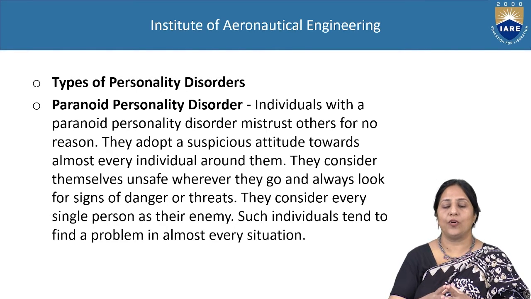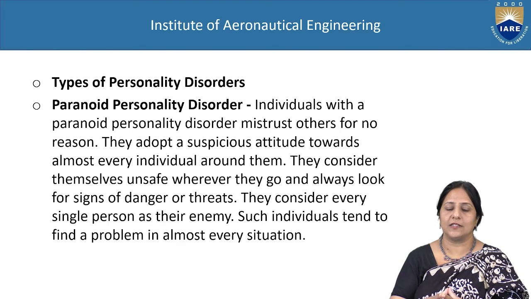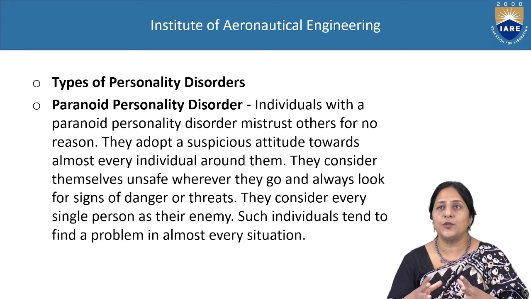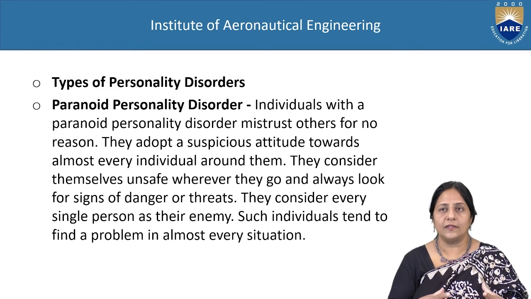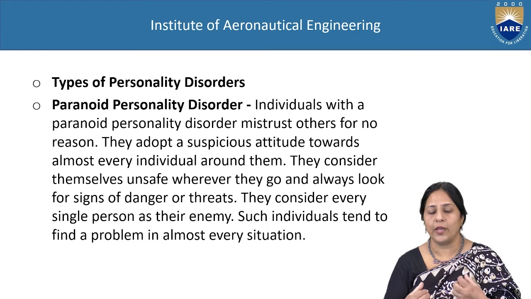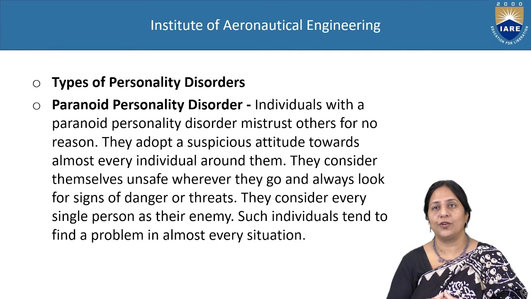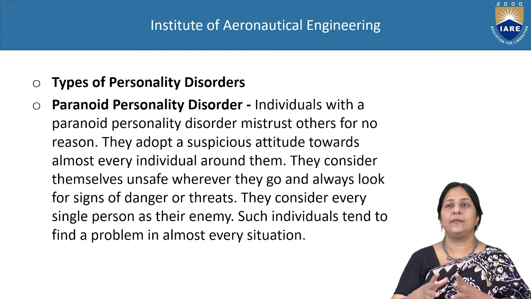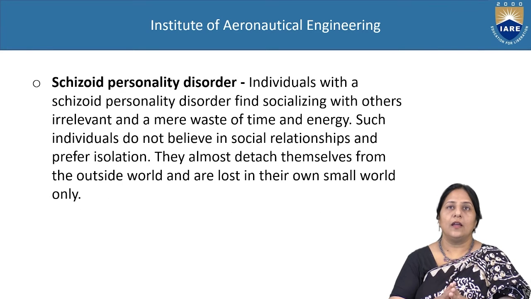Paranoid personality disorder. Individuals with a paranoid personality disorder mistrust others for no reason. This person cannot trust anybody. They adopt a suspicious attitude towards almost every individual around them. They think that somebody is going to kill them, or that they are going to be harmed by somebody they know. They consider themselves unsafe wherever they go, and always look for signs of danger or threats. They consider every single person as their enemy. Such individuals tend to find a problem in almost every situation.